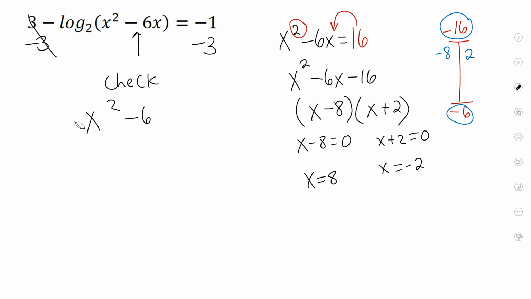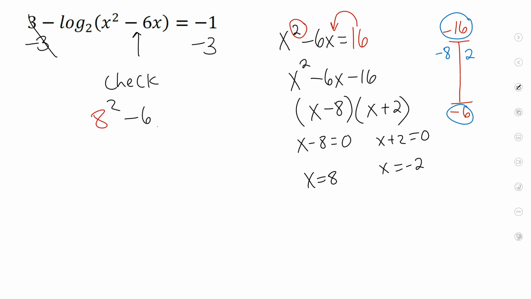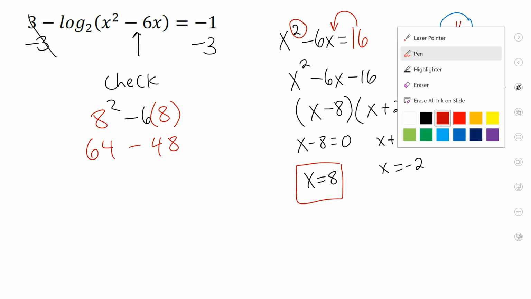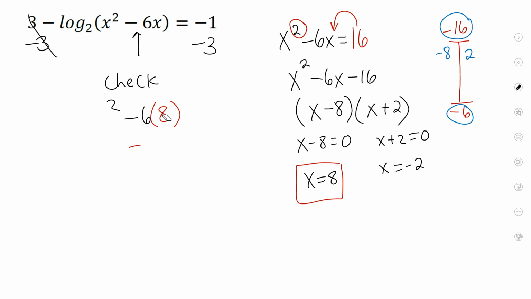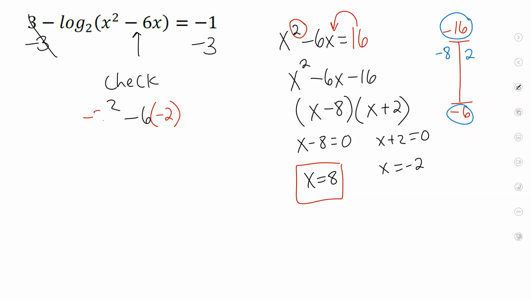I'm going to erase the x. Plug in an 8. What's 8 squared minus 48? Is this going to be a positive answer? Yep, so that's okay. Let's make sure the negative 2 will also be positive. So we're going to plug in a negative 2. What's negative 2 times negative 2? A negative 6 and a negative 2? Positive 12, okay, so this is positive. So this is also an answer. And that is the end of our notes.